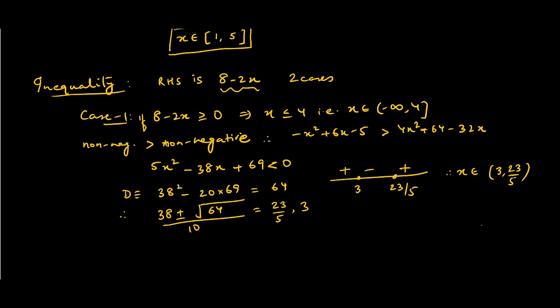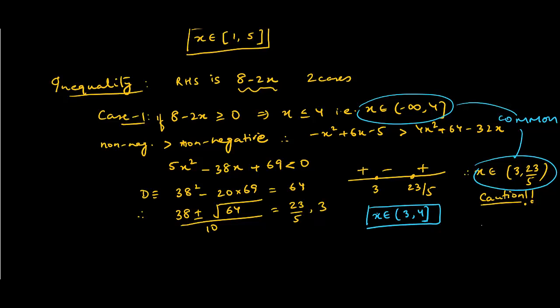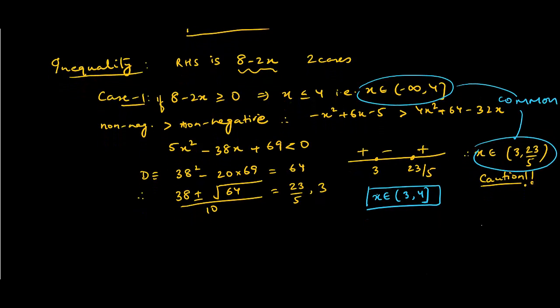But again, you have to be a little cautious. This solution came on this assumption. When we assumed this, then I obtained this solution. So my final answer will be the common value of these two. So the common value from this particular set becomes x belongs to 3 to 4. This is the common value from case 1. And then we solve case 2, the second case.